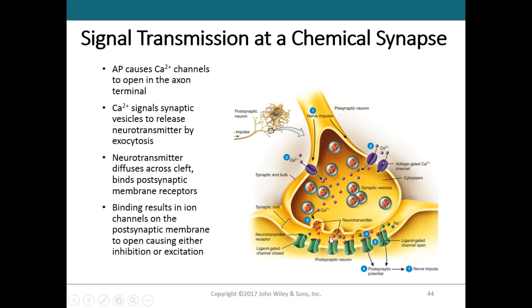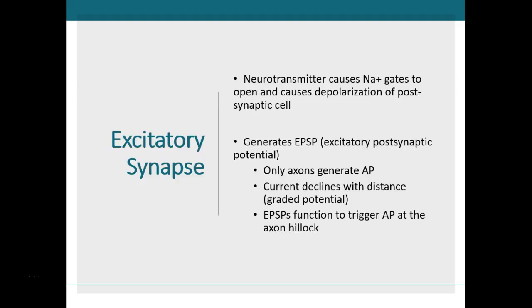When the neurotransmitter binds to these receptors, it triggers these receptors to open, so they are ligand-gated channels. When that gate opens, it's going to allow ions to flow into the cell. Now, depending on what those ions are, that can either inhibit or excite that postsynaptic cell. So excitatory stimulation in the synapse can lead to sodium gates opening and causing the postsynaptic cell to depolarize.